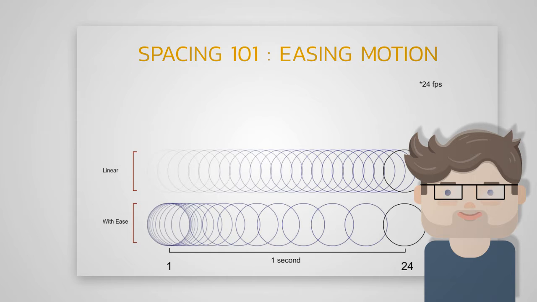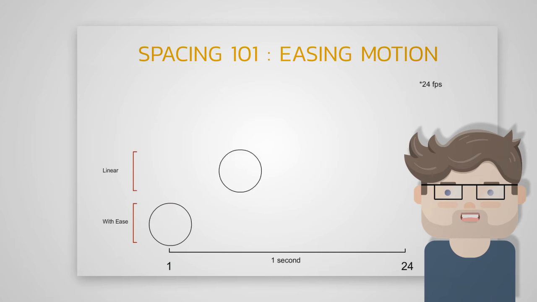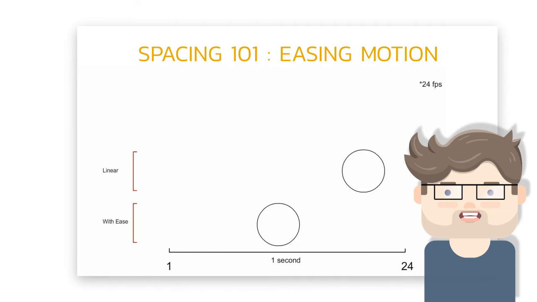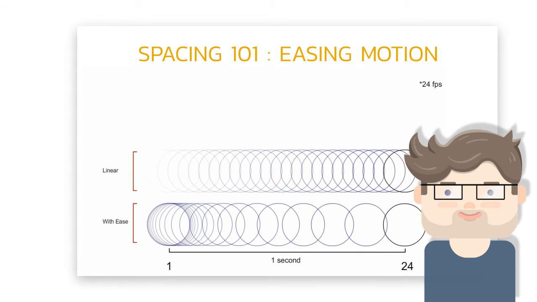spaced. The bottom circle animation, however, moves with an ease. Some frames are spaced closer together at the beginning, which will make it appear to move slower at the start and speed up near the end. This is done to show acceleration.